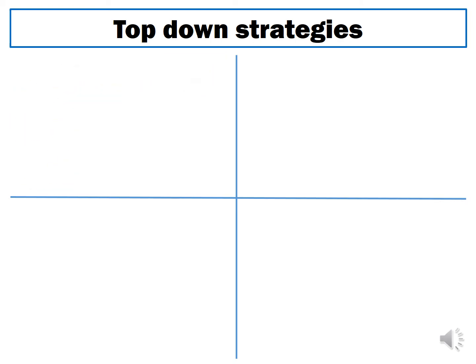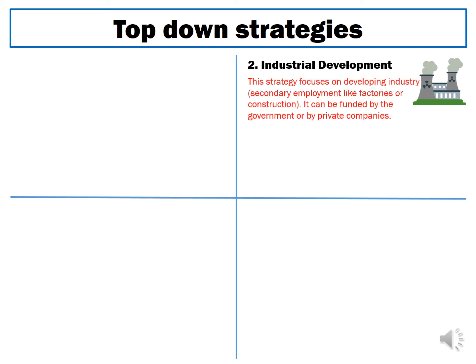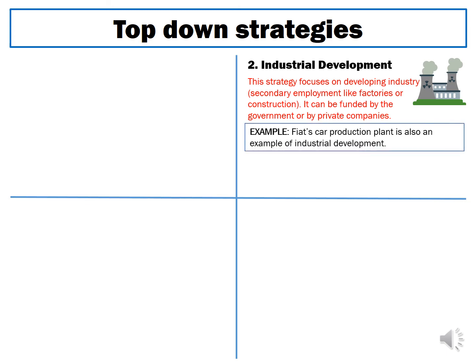A second strategy that we're going to look at is industrial development. And industrial development just means focusing on developing industry, so secondary employment like factories or construction. And this can be funded by the government or it can be funded by private companies. So actually the example of Fiat's car production plant could also be used as an example of industrial development because they are making cars at that production plant.